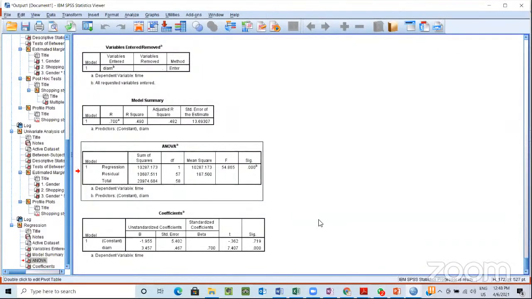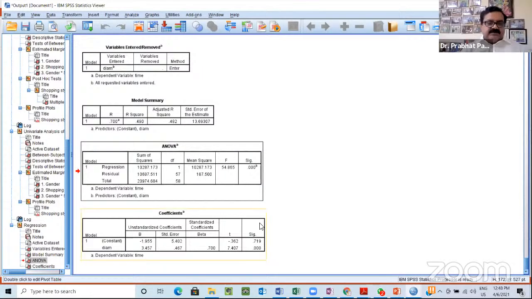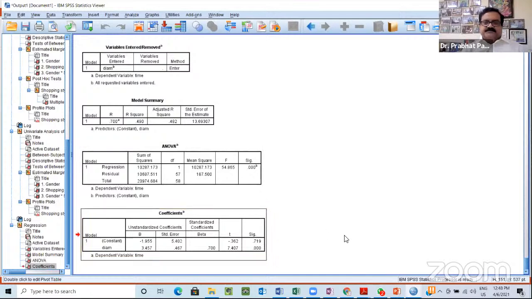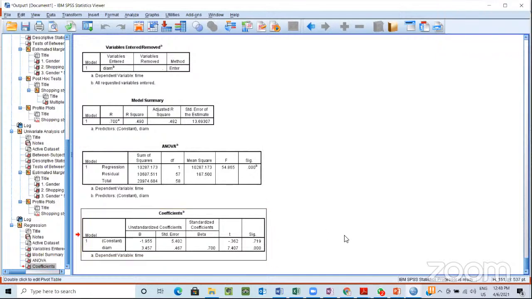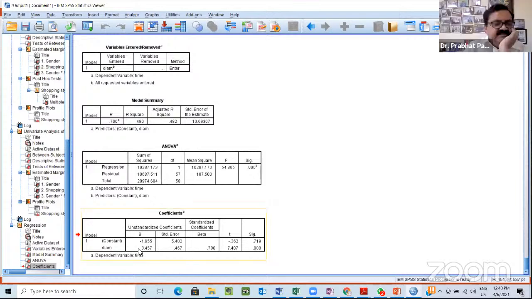Yes, sir. Okay. So let's go down to the coefficient table. When we look at the coefficient table, you can see here constant. Constant means beta 0, the value of beta 0, and diameter is the value of beta 1, that is the slope, right? So here there are two kinds of coefficient that is given. One is called the unstandardized coefficient, another is called the standardized coefficient.